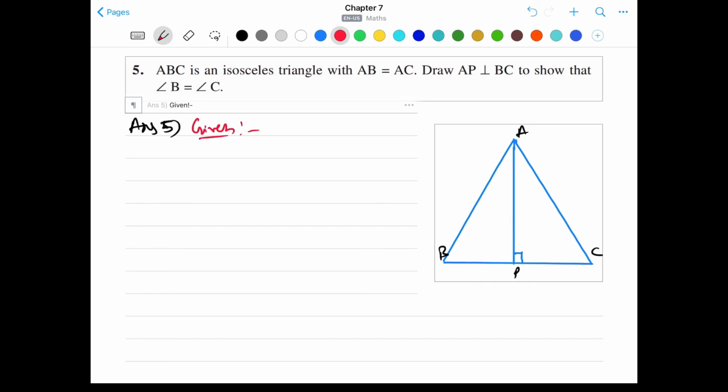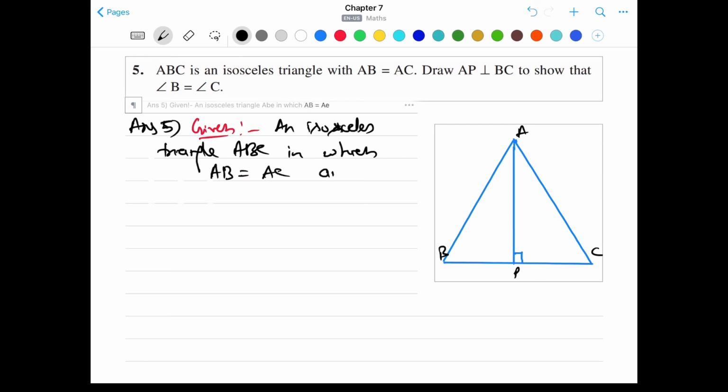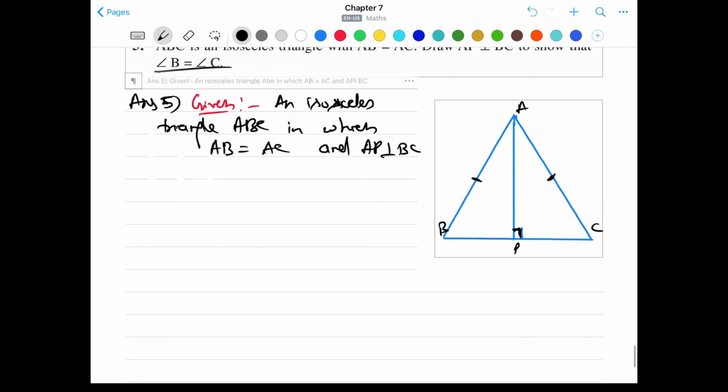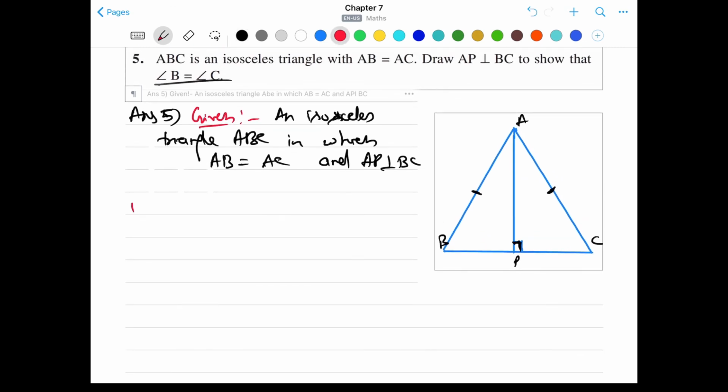First write the given part. Given is an isosceles triangle ABC in which AB equals AC and AP is perpendicular on BC. We have to prove that angle B is equal to angle C. So we are given that these two sides are equal and the angle here is 90 degrees, as these are the perpendicular on it.